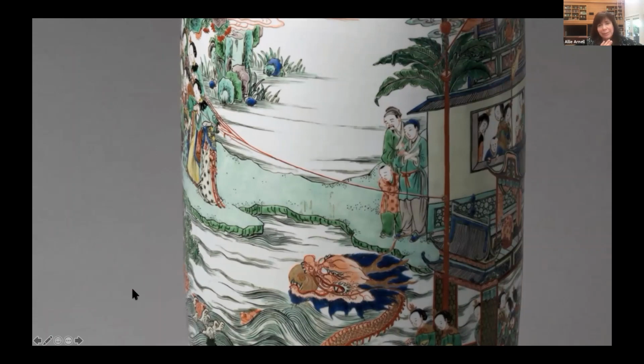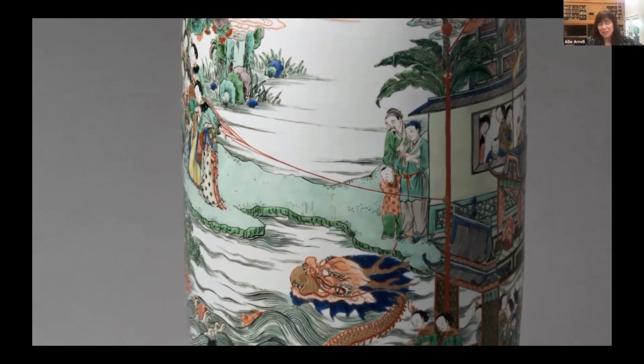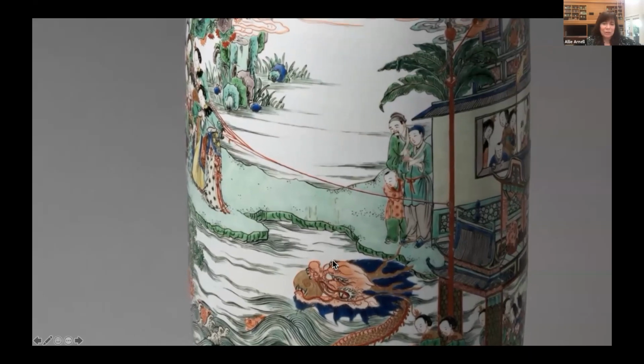Really beautiful, by the way, amazing. This is an amazing depiction on this vessel. Beautiful colors here.